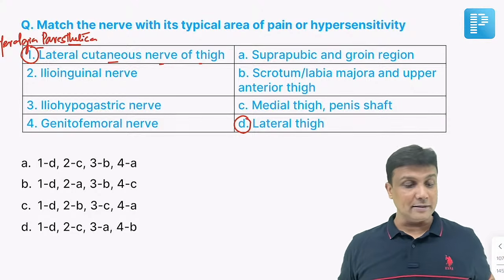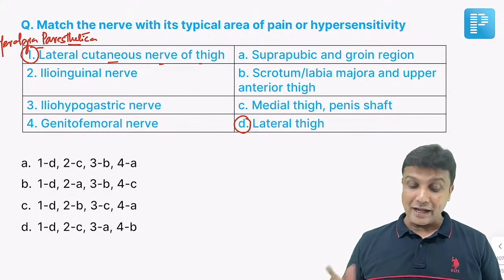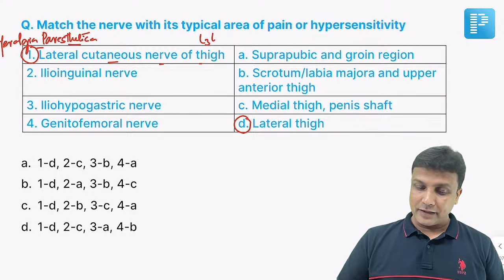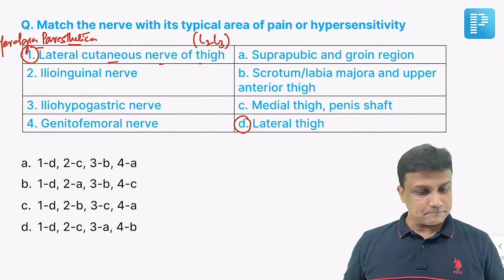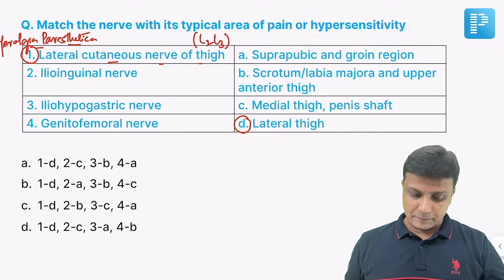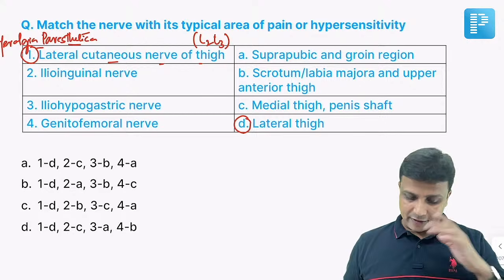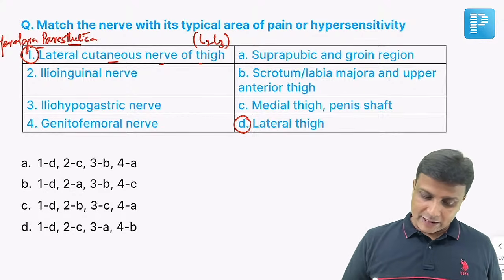And of course, it is supplying the lateral aspect of the thigh. You also have to remember the root value here. The lateral cutaneous nerve of the thigh begins from L2 and L3, sir. Perfect. Number 1 matches with D. In all the options, it is matching with D only. Okay, fine. Number 2, ilioinguinal nerve.